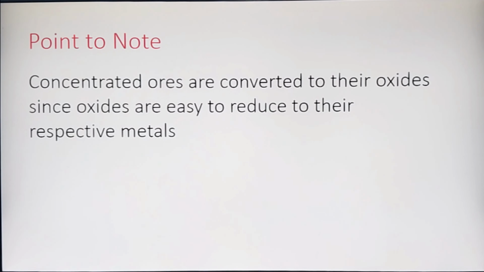Okay. Again, why are concentrated ores converted into oxides? Because oxygen is very, very easy to remove. Okay, oxygen can be removed very, very easily, or in other words, I can say it is easy to reduce.